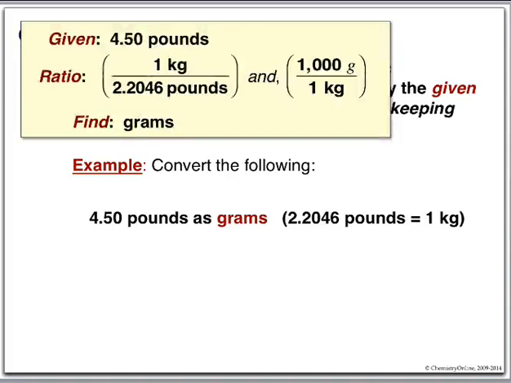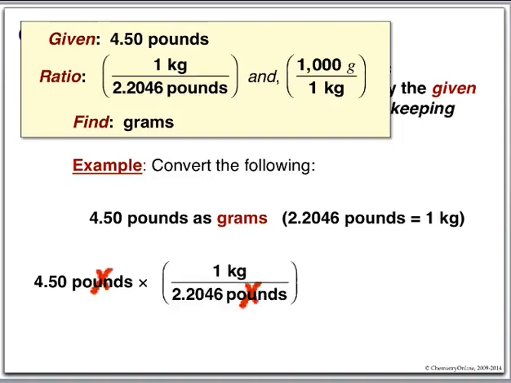Now let's string them together. Put down the given. Our first ratio. Kilograms to pounds. Pound must be in the denominator. Given now as units of kilograms. Our second ratio must have kilogram in the denominator. And this one does. And we're left only with grams.